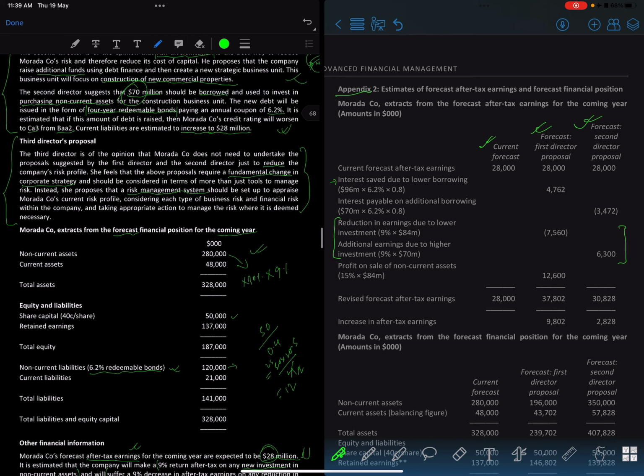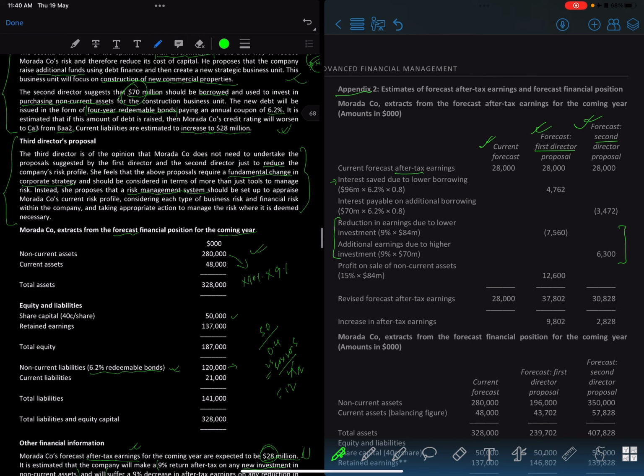So interest saved, right? Basically there will be two situations. In one, you will be paying more. In another, you will not be paying more. In the first director's case, you will be paying less interest, so your tax shield will go away. And in the second director's, you will have some tax shield as well, but you will be paying higher interest, right? So we can take a net amount of that, because you are taking after tax, right?